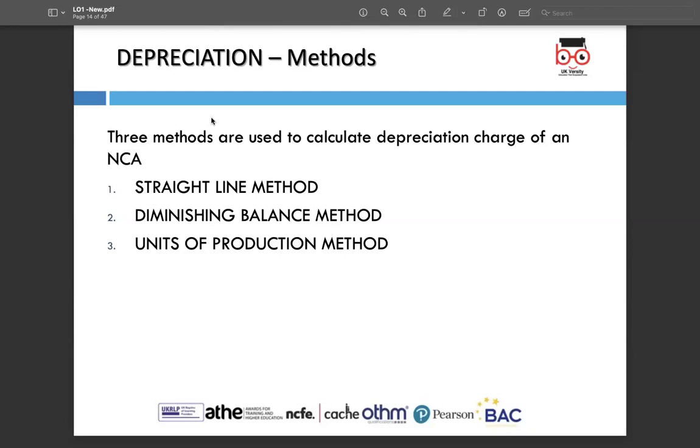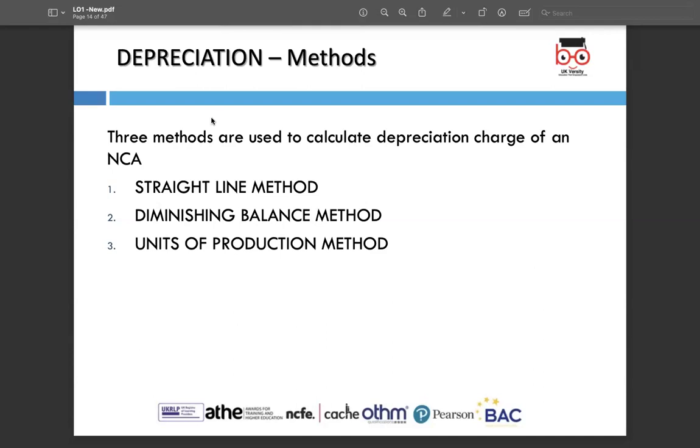Methods for depreciation: straight line method. This method evenly spreads the depreciation expense over the asset's useful life. The formula for straight line depreciation is the cost of the asset divided by the number of years it is expected to be used, resulting in a consistent annual depreciation charge.